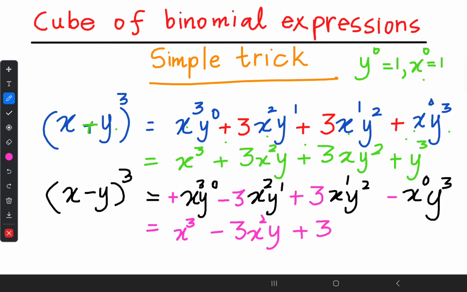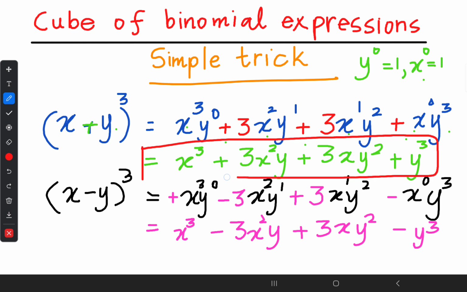So first, 3x square y with the power of 1 means that is y, plus 3 x with the power of 1 means directly x, y square minus, here we have x with the power of 0. What was that? That is 1. 1 times y cube. This is y cube. So these are the respective expansions for each cubic function given above.